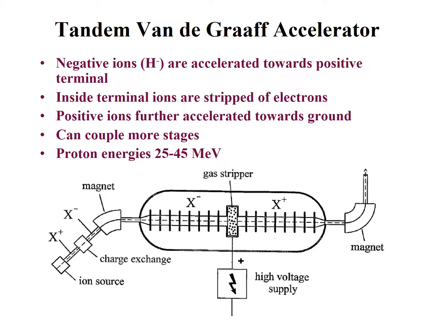As you can imagine, this can be coupled into a number of different stages where the positive ion gets made into a negative ion. The acceleration occurs again. Proton energies with a tandem accelerator can get upwards of 45 MeV.